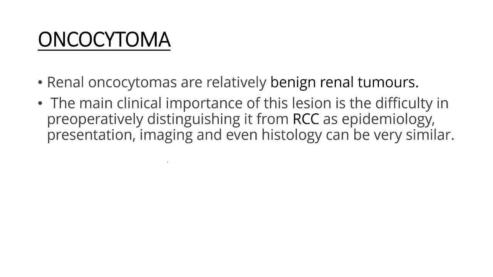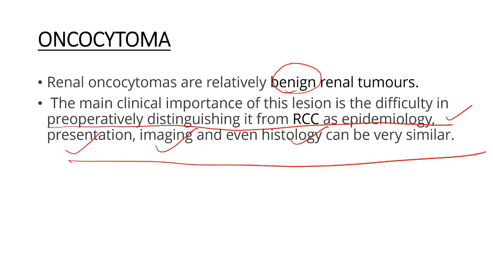Okay, next is the oncocytomas. Oncocytomas are relatively benign renal tumors. AML is also a benign renal tumor. The main clinical importance of this lesion is the difficulty in pre-operatively distinguishing it from RCC, as epidemiology, presentation, imaging and even histology can be similar for oncocytoma. Suppose I am telling you that our lesion was oncocytoma and we have a differential in our mind of RCC, but they are very similar. So we should see on our imaging what favors oncocytoma more than RCC.